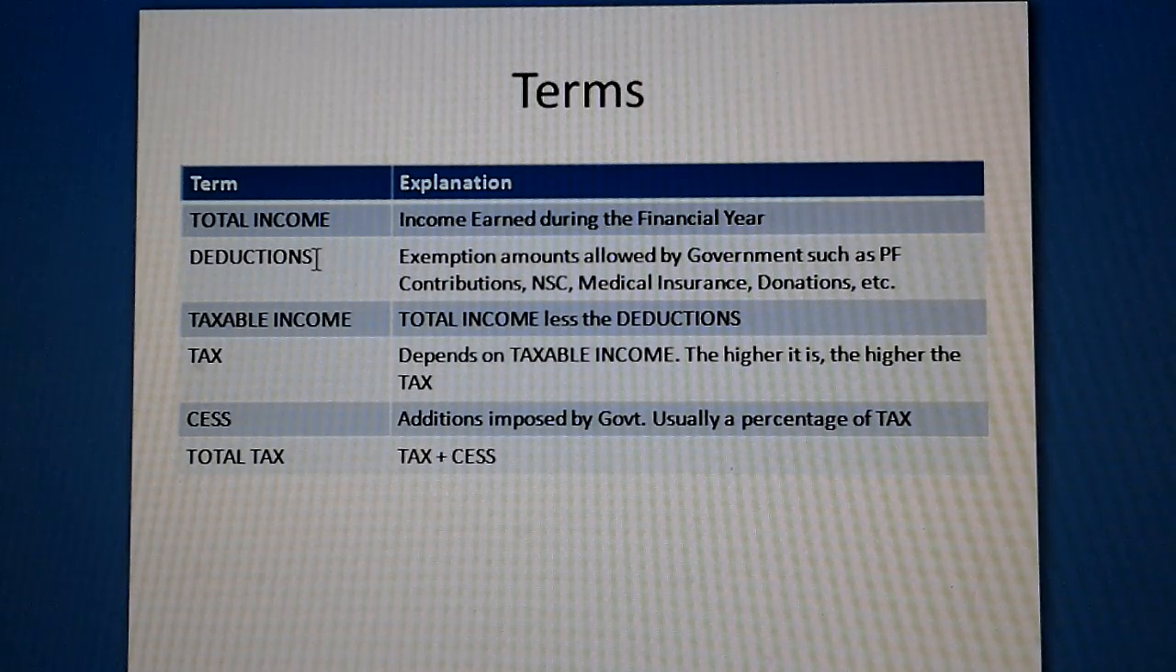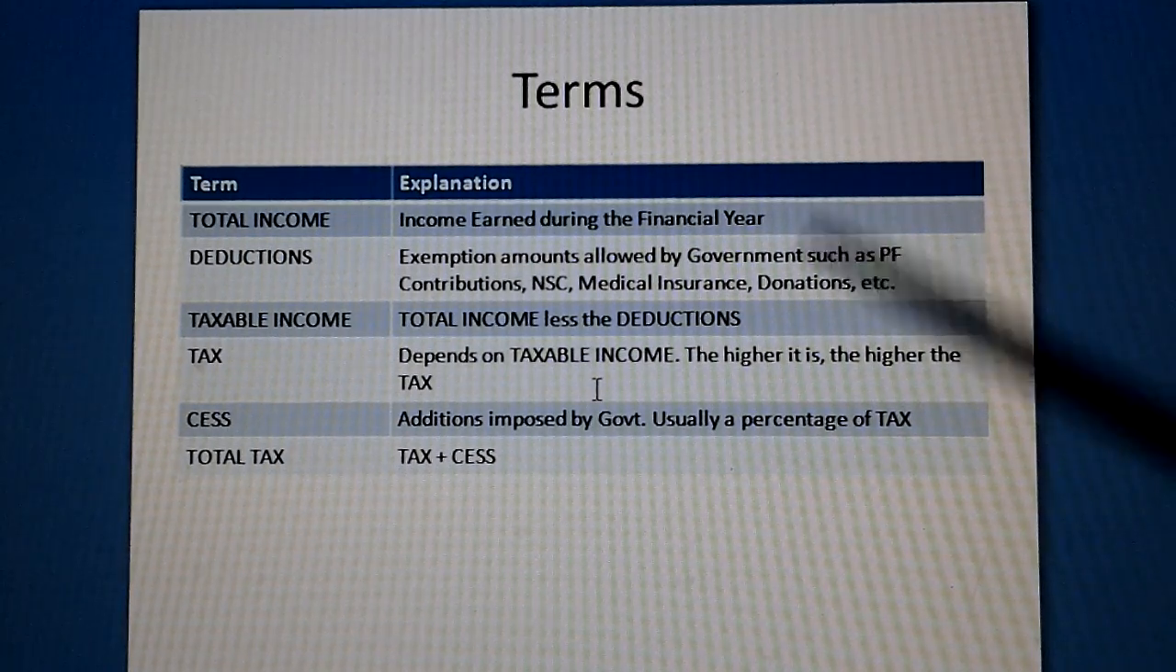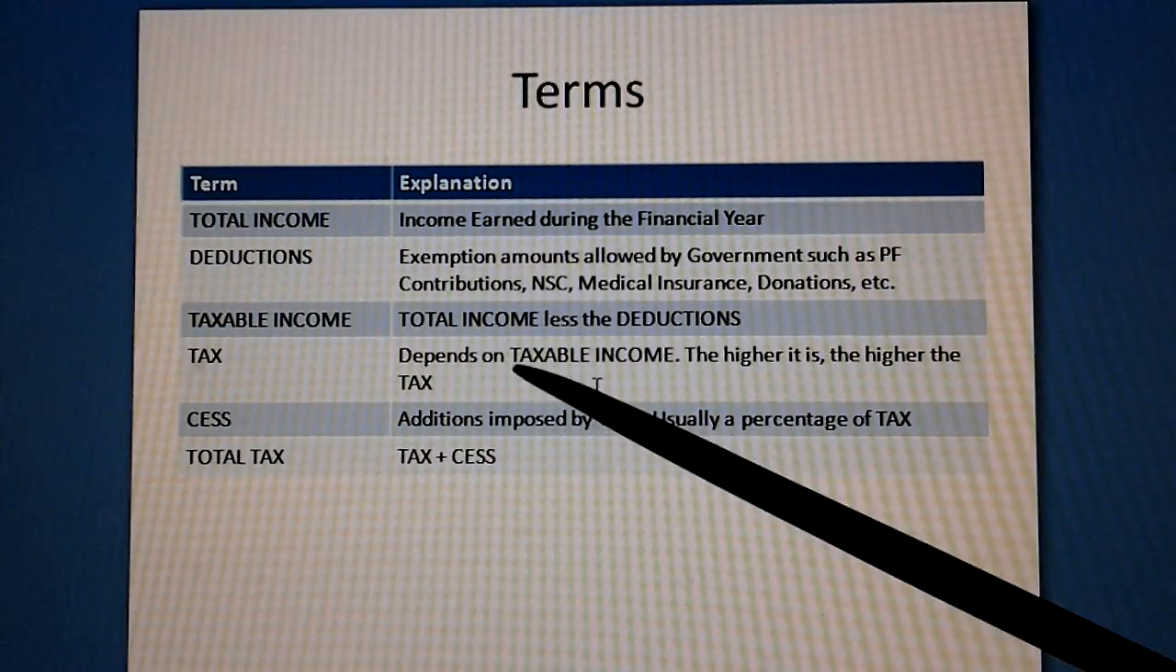The government usually allows a certain number of deductions from the total income, and these exemption amounts allowed by the government in India are for such things as PF contributions, NSC, medical insurance premiums, donations, etc. The taxable income that you actually have to pay tax on is your total income less these deductions. The deductions are going to be different for each person. Now, the tax itself depends on the taxable income. The higher the taxable income is, the higher the taxes.